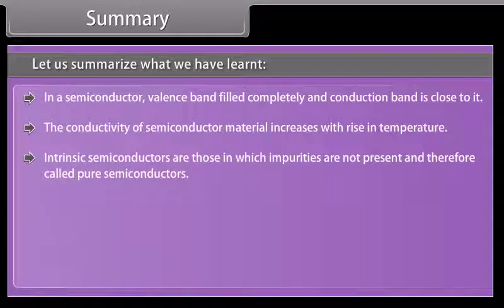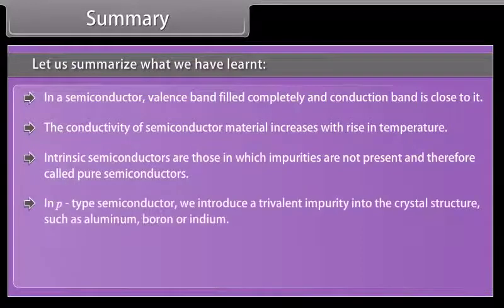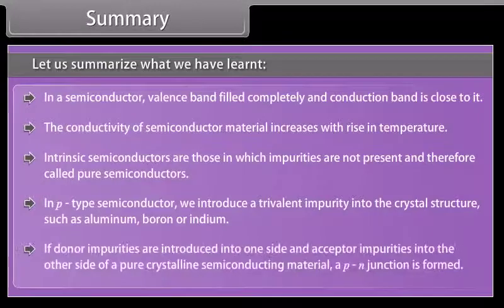Intrinsic semiconductors are those in which impurities are not present and are therefore called pure semiconductors. In a P-type semiconductor, we introduce a trivalent impurity to the crystal structure, such as aluminium, boron or indium. If donor impurities are introduced into one side and acceptor impurities into the other side of a pure crystalline semiconducting material, a PN junction is formed.